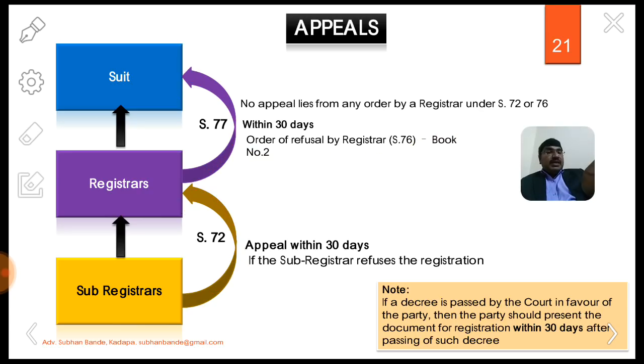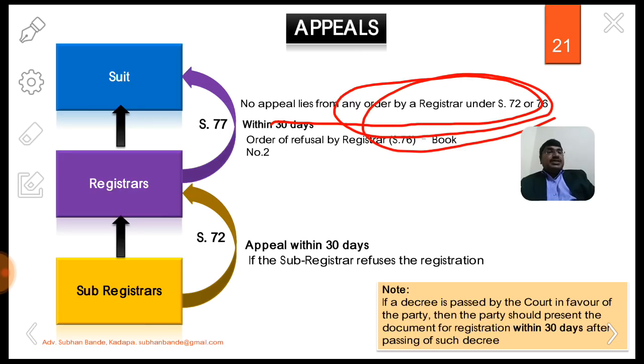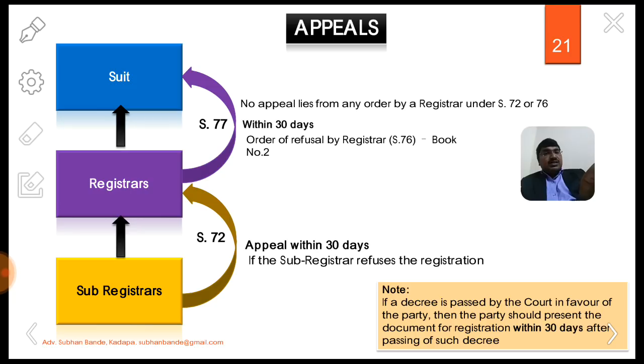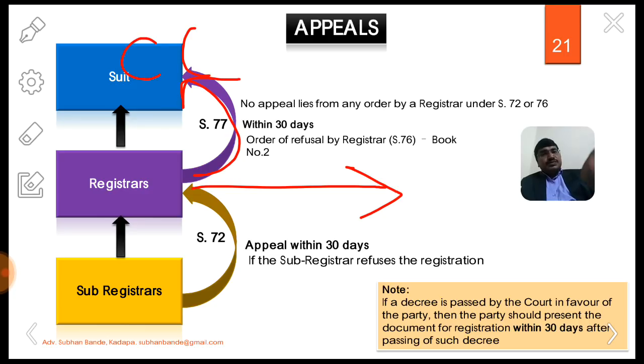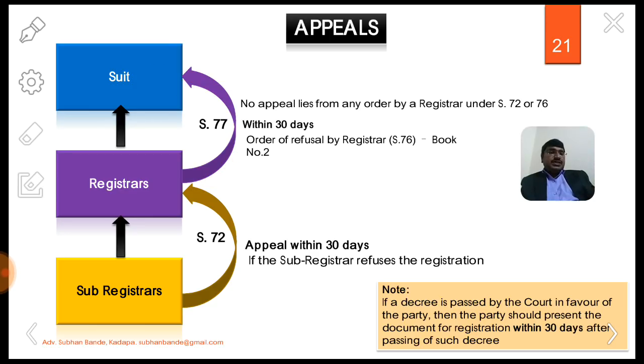There is no appeal from the order of the registrar under section 72 or 76. If the registrar rejects the instruments for registration, then there is no second appeal. The parties need to file an application in the civil court for registration. This is the procedure related to appeals.